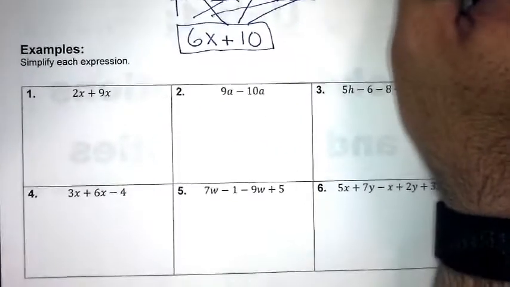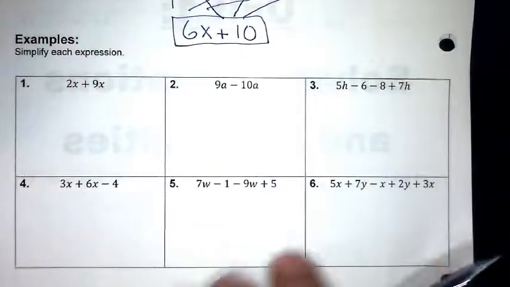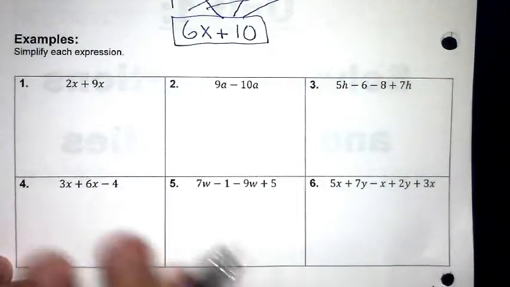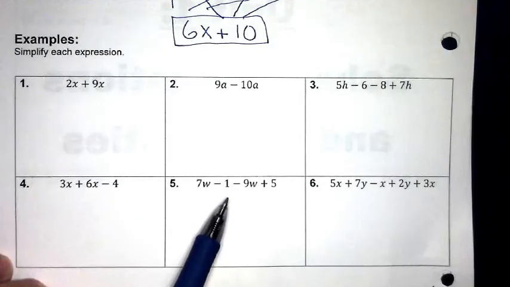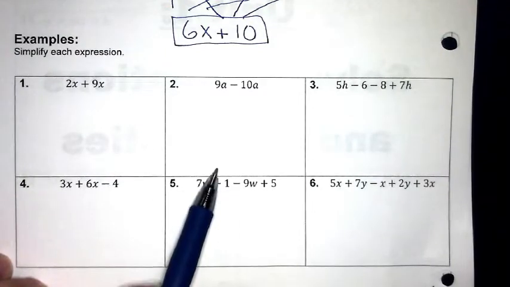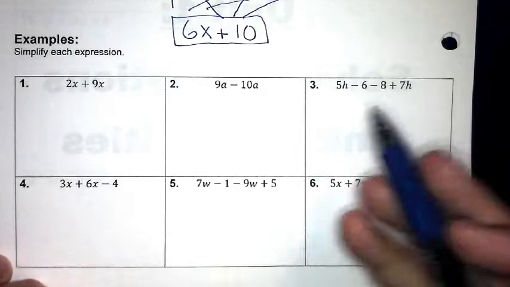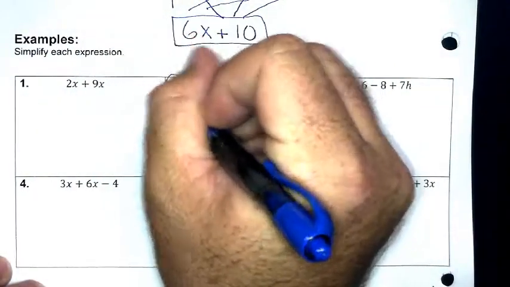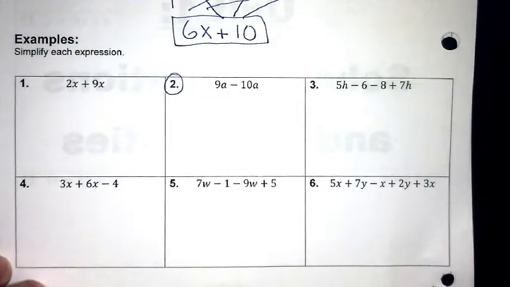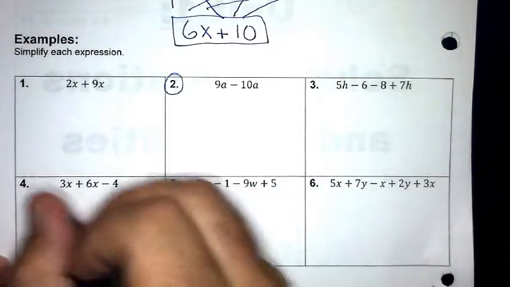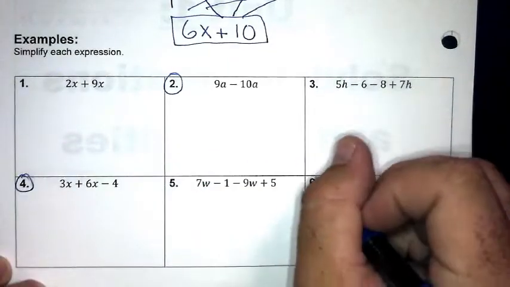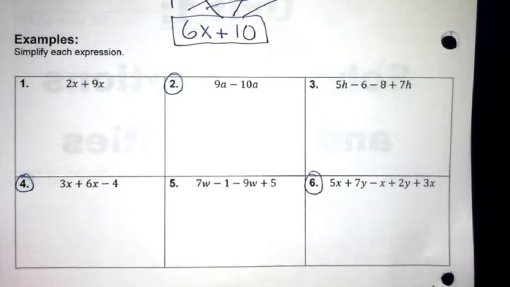All right, here are some examples. We're not going to do all 6 of these examples. I'm just going to pick and choose some of the ones that I like to do the most. So we're going to do 2, 4, and 6. Let's do all the evens.